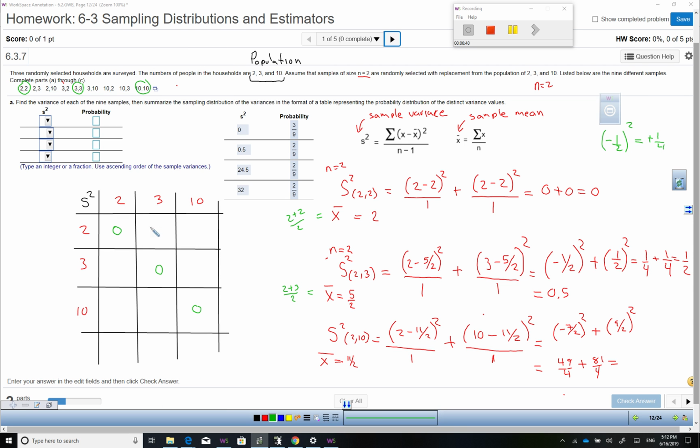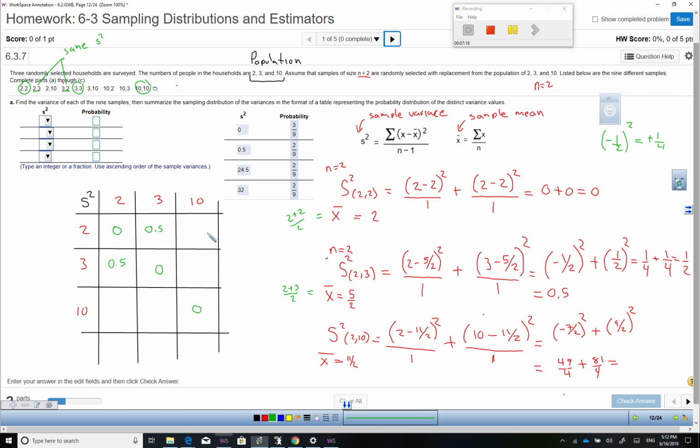Notice how I write this 0.5 for 2 and 3, but also this 0.5 corresponds to the set of 3, 2. That sample, that set, actually has the same sample variance as 2, 3. These 2, 3 and 3, 2 have the same sample variance. Okay.